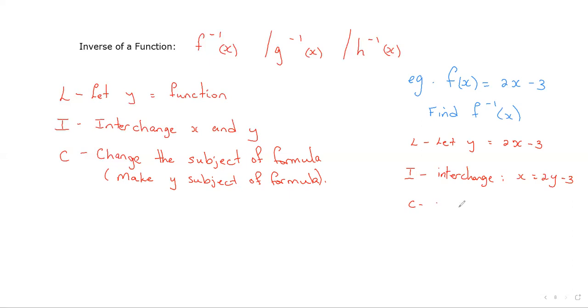Then you're going to change the subject, meaning you're going to make y the subject of the formula. Or you're trying to get y is equal to something. So what you're going to do is you're going to carry everything else across the equal sign until you get y alone on one side. So I'll bring across the -3. It was minusing. So when it comes across, it becomes adding.